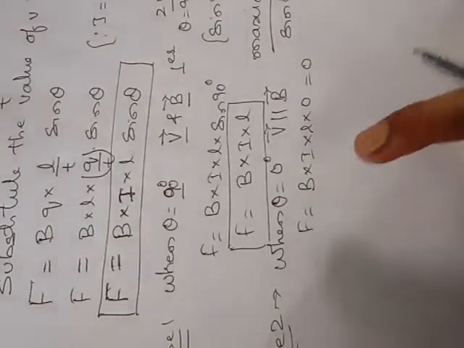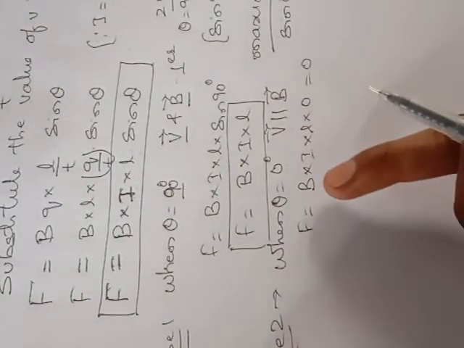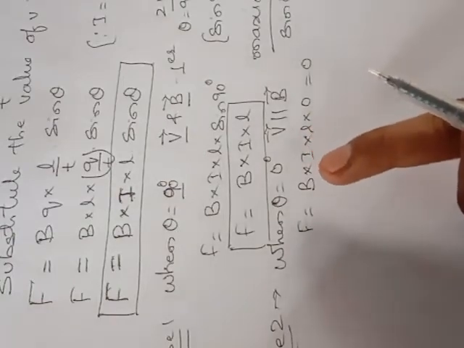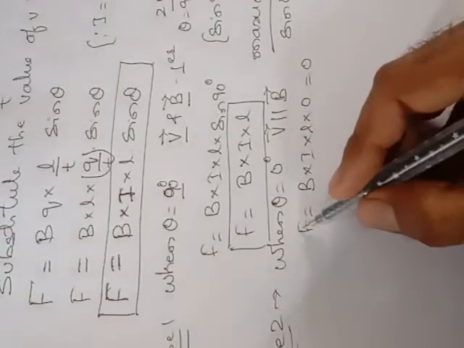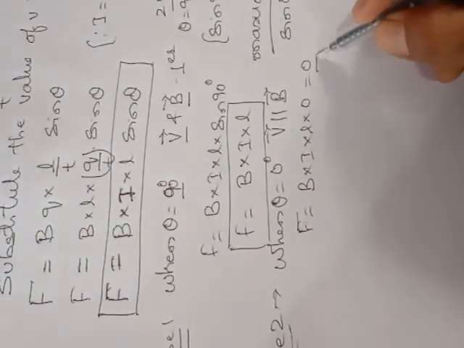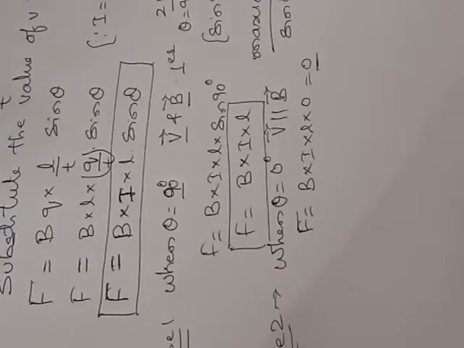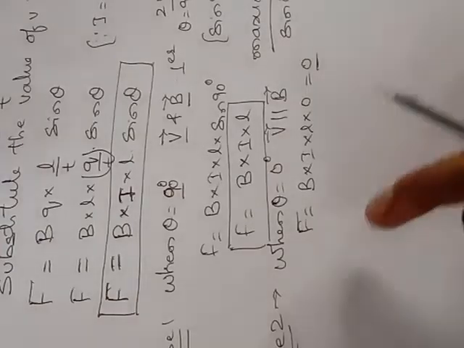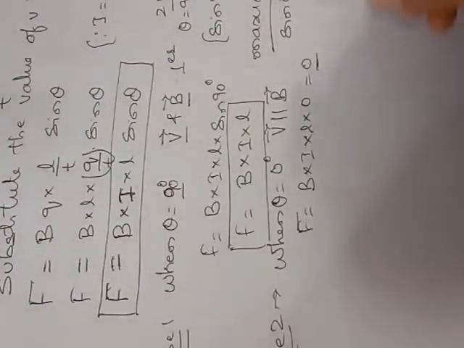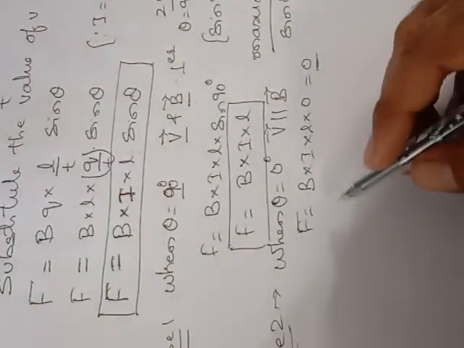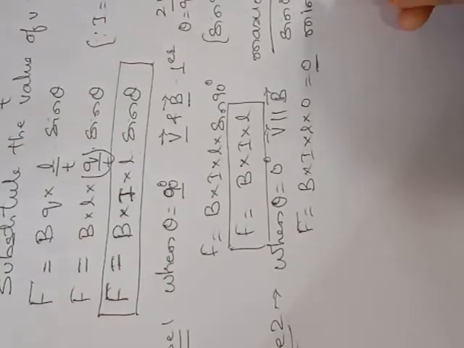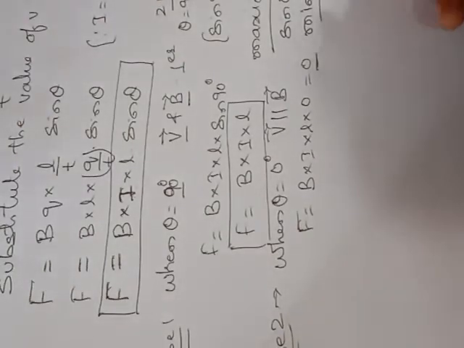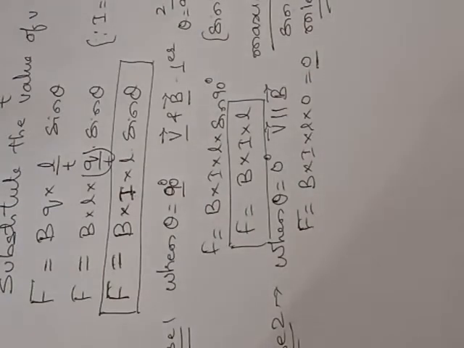So what it means is that when the velocity of the particle is parallel to the magnetic field, then force is 0. Means no force will be applied on it. So the force becomes 0 in case theta is equal to 0. This force is called the minimum force. Clear okay? So this is the condition for case 1 and case 2.